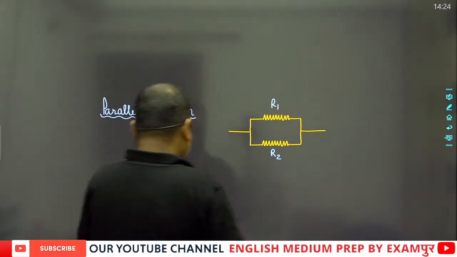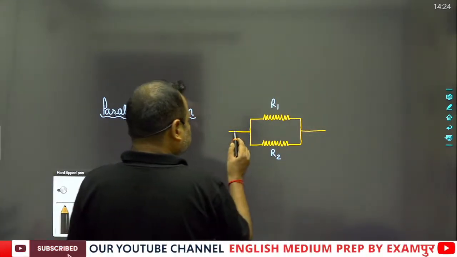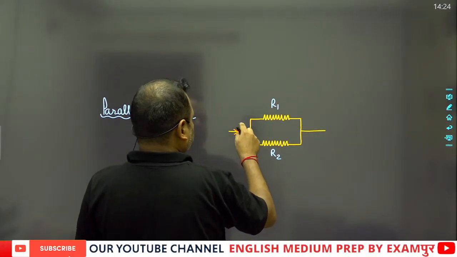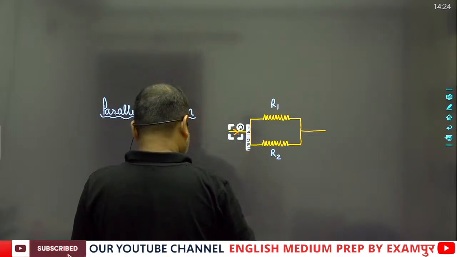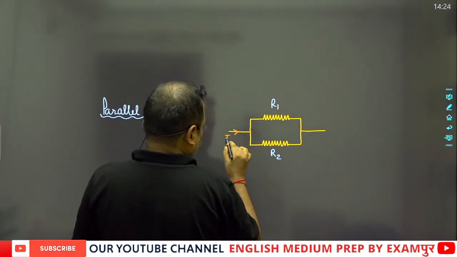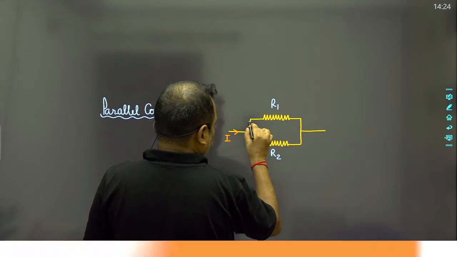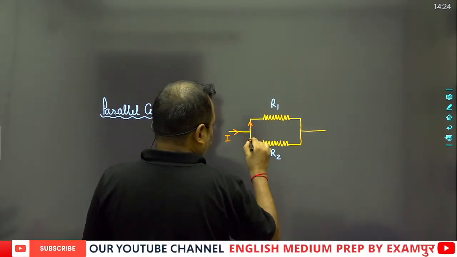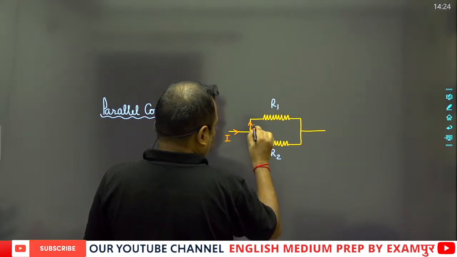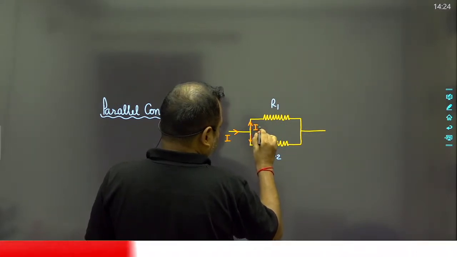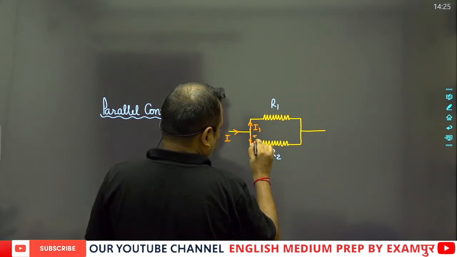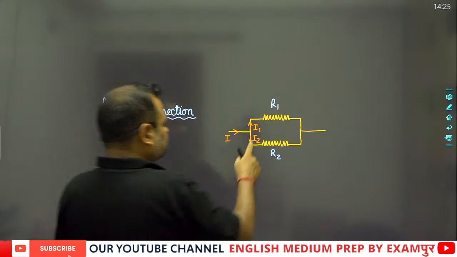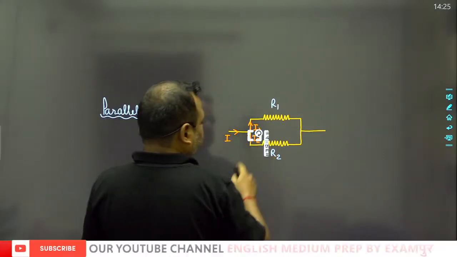In this case, if a current I passes through this point, then obviously this current I will be divided like this. This will be equal to I1 and this will be equal to I2. The current is divided into two parts, I1 and I2.